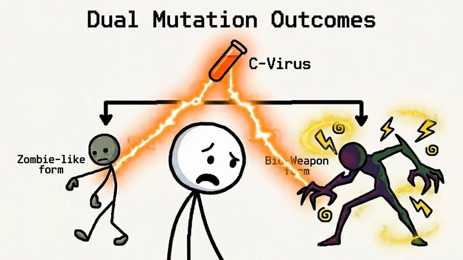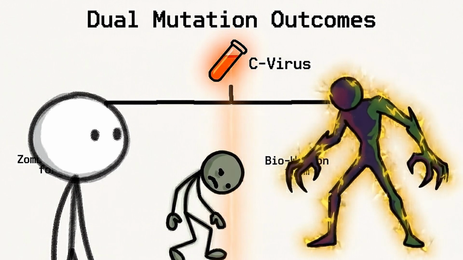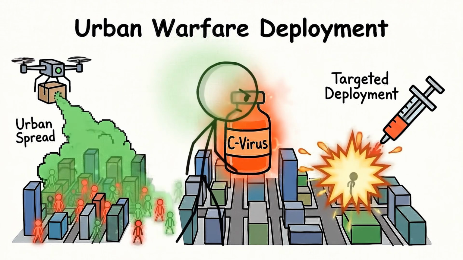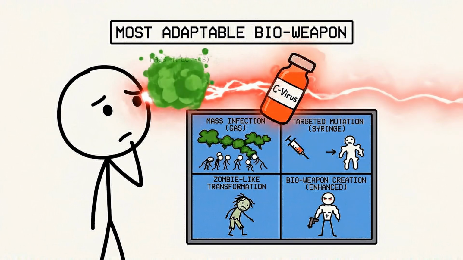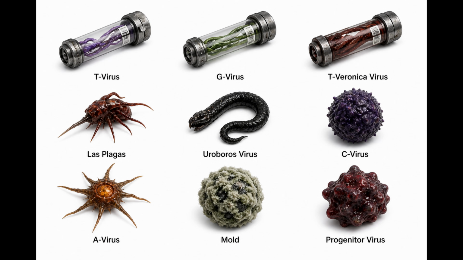Its flexibility makes it especially dangerous, as it can be tailored for different types of attacks, from mass infection to targeted mutation. It was also designed for modern warfare, making it easier to deploy in urban environments. This adaptability makes it one of the most practical and dangerous viruses ever created.